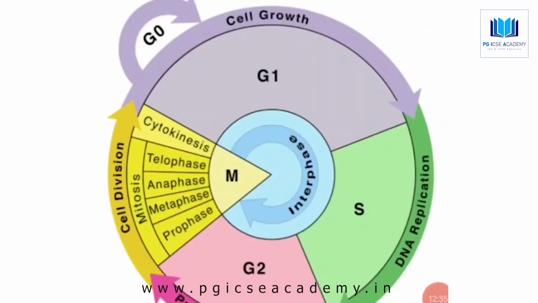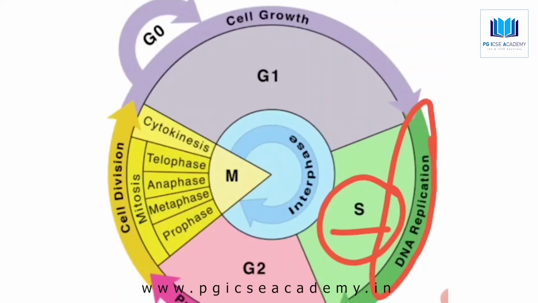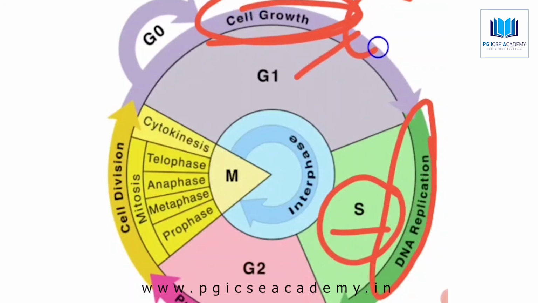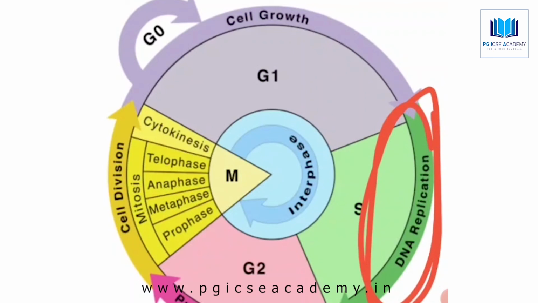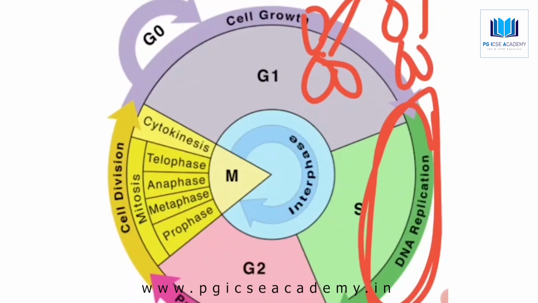Now, the synthesis phase, that is S phase. DNA replication is done. Here cell growth occurs. DNA replication means that more DNA is synthesized and the chromosomes are duplicated. The cells which wanted to continue, as per the option given in G1 phase, go into S phase and their DNA is replicated. If this is one chromosome, then another of its own type is duplicated.